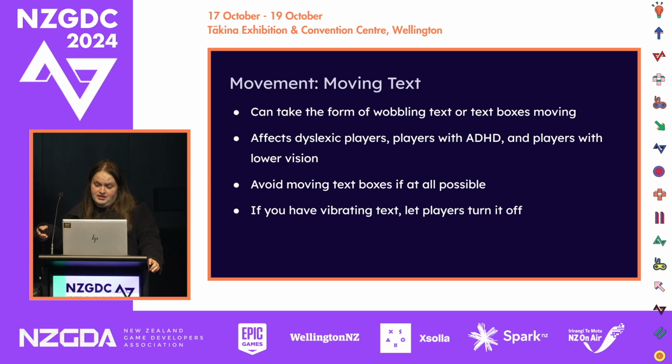And if the text moves away sufficiently, then they can lose their place. For players with ADHD, movement might be distracting enough that they don't read text before it vanishes. And a wobbly kind of movement is also a problem for lower vision players, as it can make already blurry text even blurrier. So avoid moving text around the screen if you can, and if you do have text that vibrates, let players turn that off.